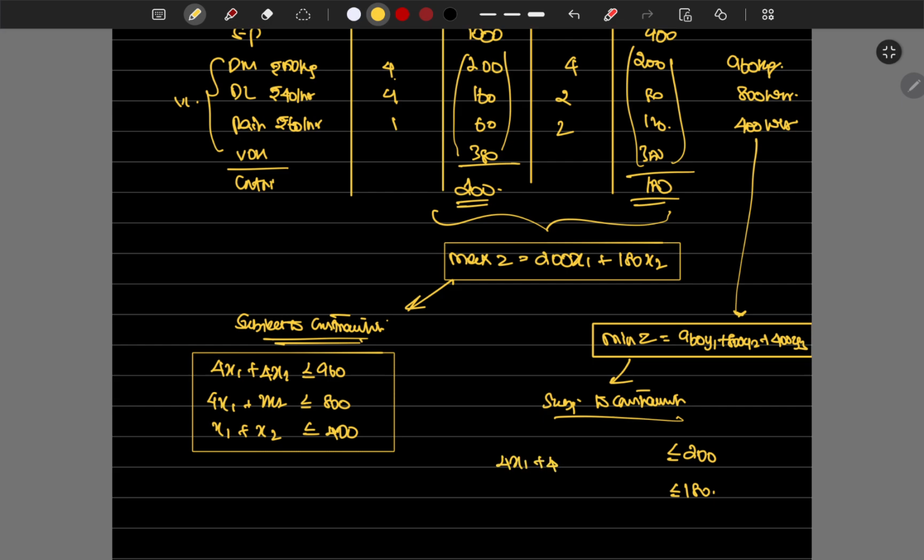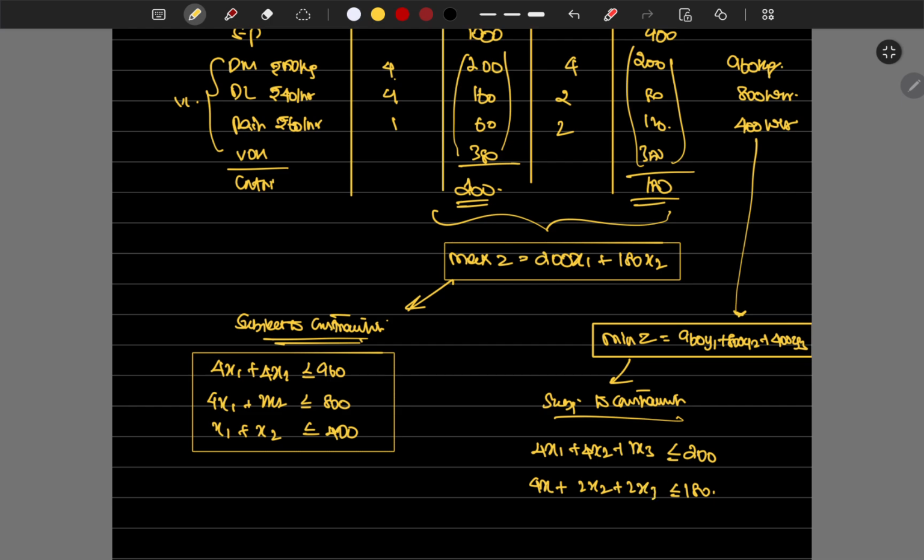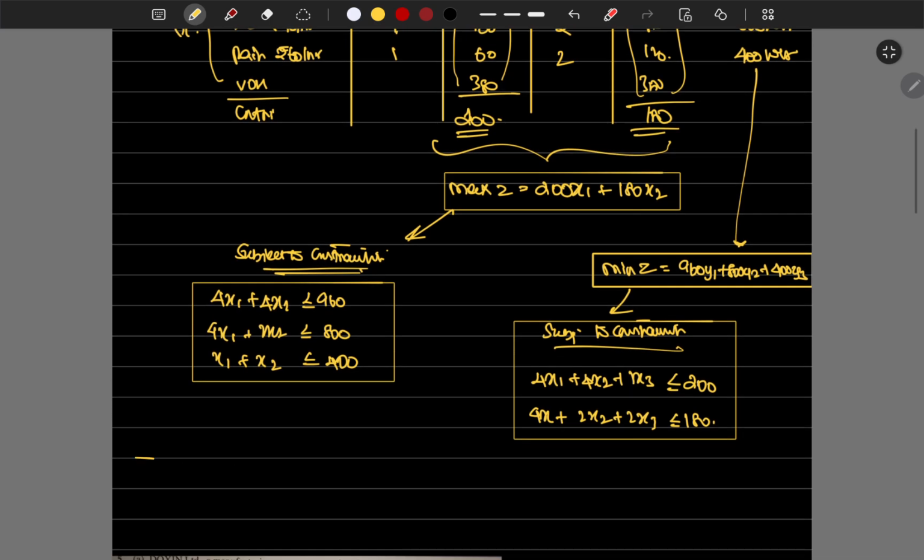4x1 plus 4x2 plus 1x3. Okay, and then 4x1 plus 2x2 plus 2x3. Okay, yes, we have done with the problem.